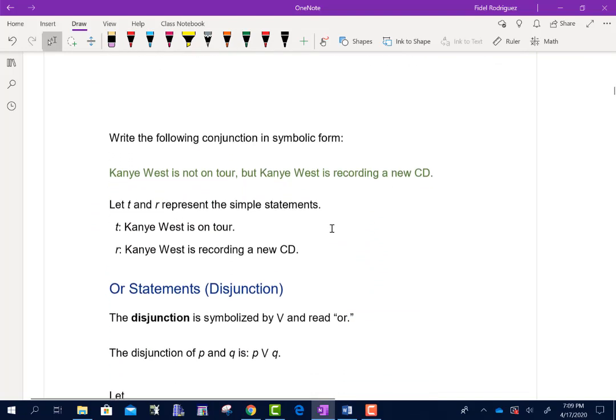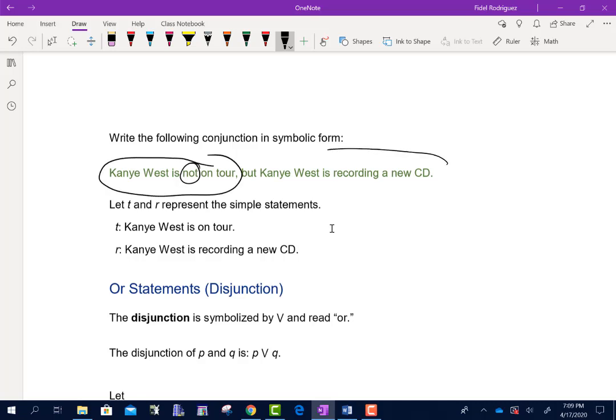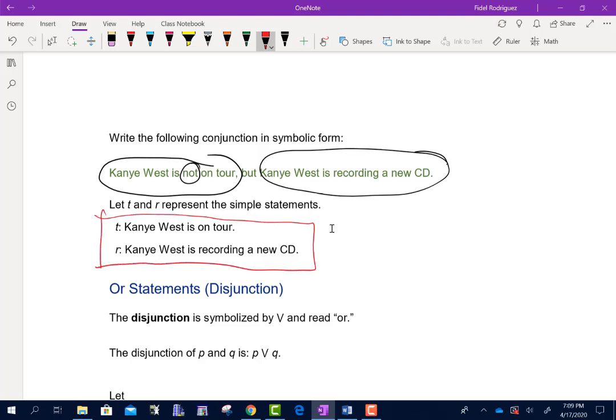Okay, so it says, write the following conjunction in symbolic form. Kanye West is not on tour, but Kanye West is recording a new CD. All right, so I want us to take a look. What they want me to do is use these two statements. And if I'm going to write the conjunction, it means I'm going to use a little up arrow.